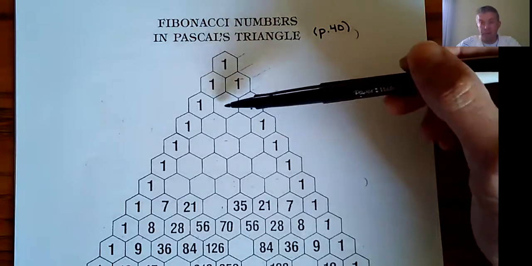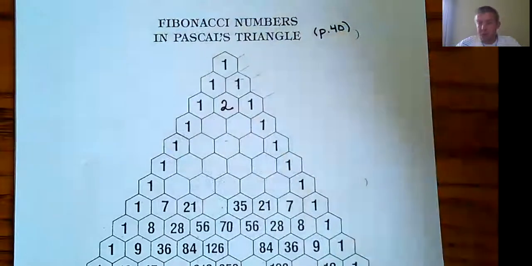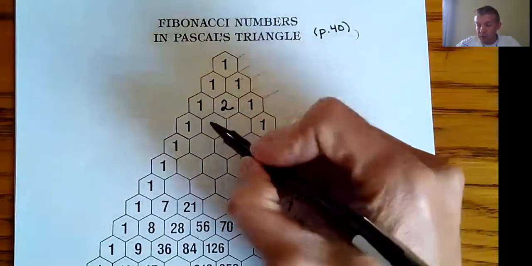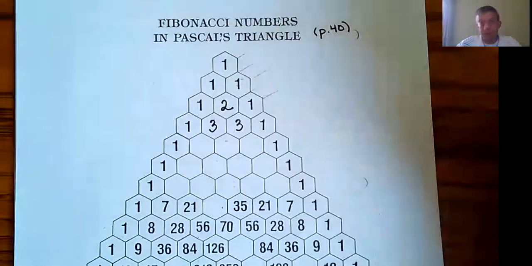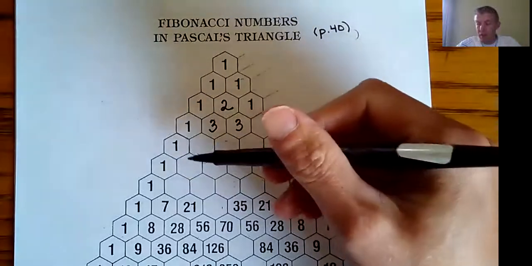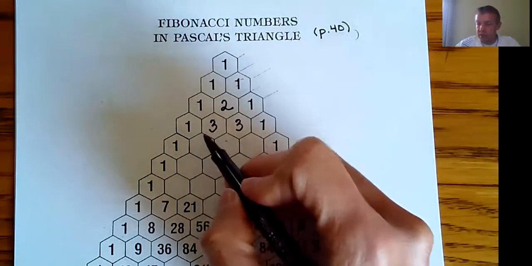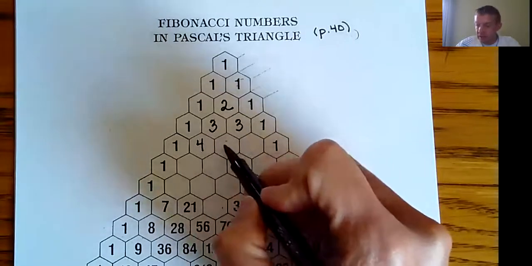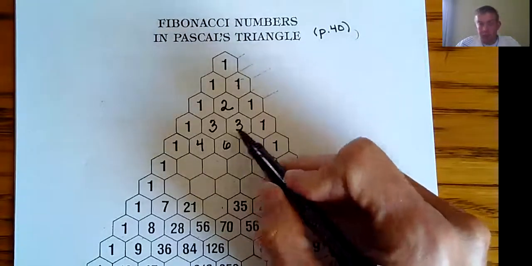Okay, so if I'm looking for this spot, 1 plus 1 is 2. So that's that row. The next row, I have 1 plus 2, that's 3. Here I have 2 plus 1, so that's 3. Think about what the next row would be. What's going to be here? 1 plus 3 is 4. The middle number will be 3 plus 3, 6. Then 3 plus 1 again is 4.